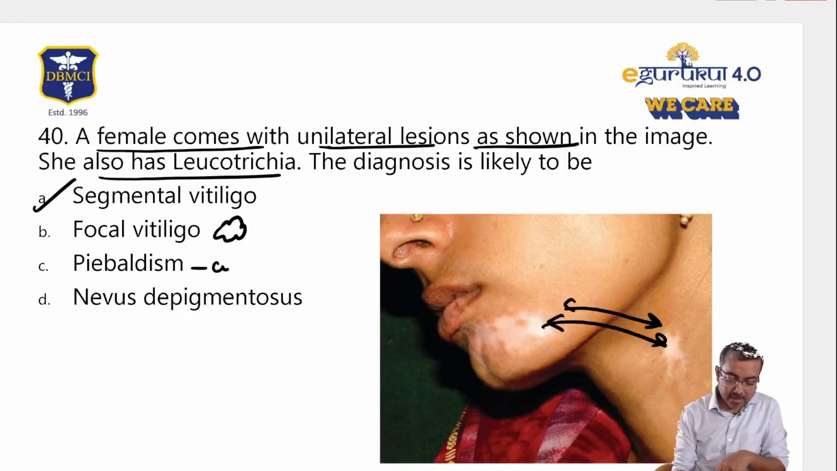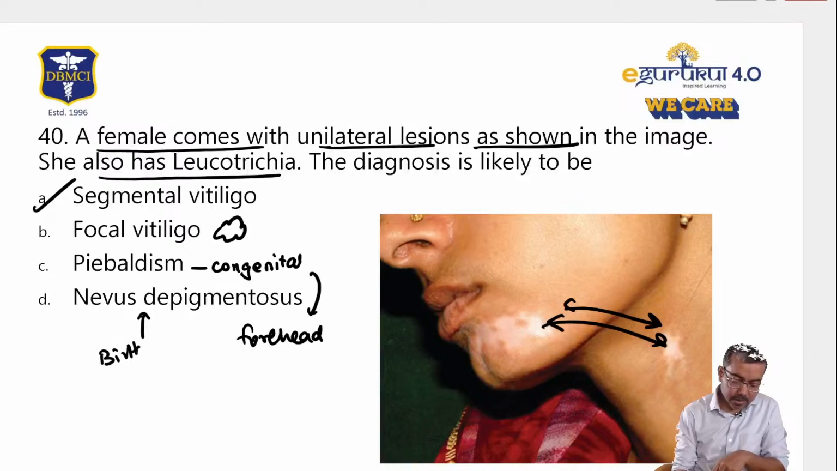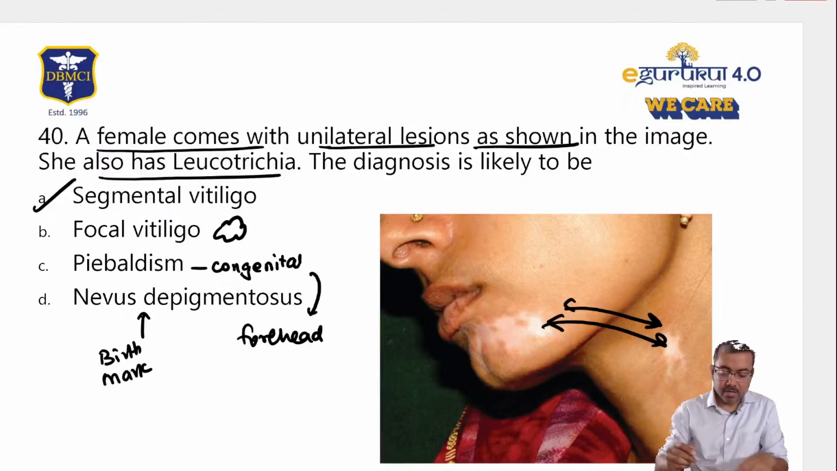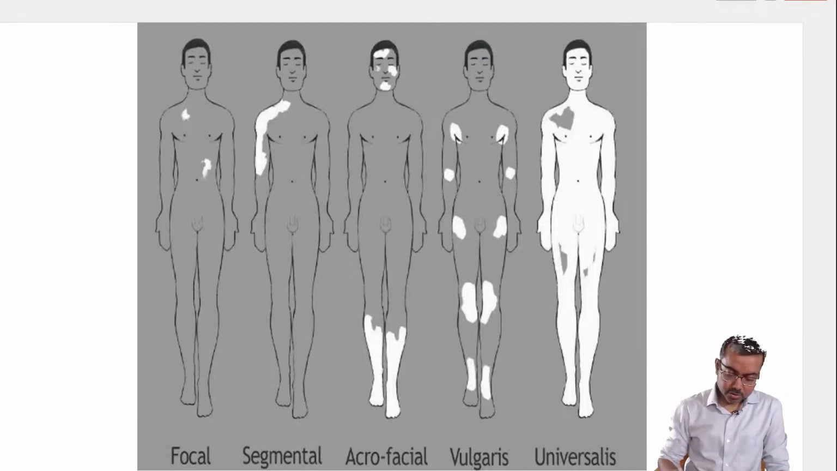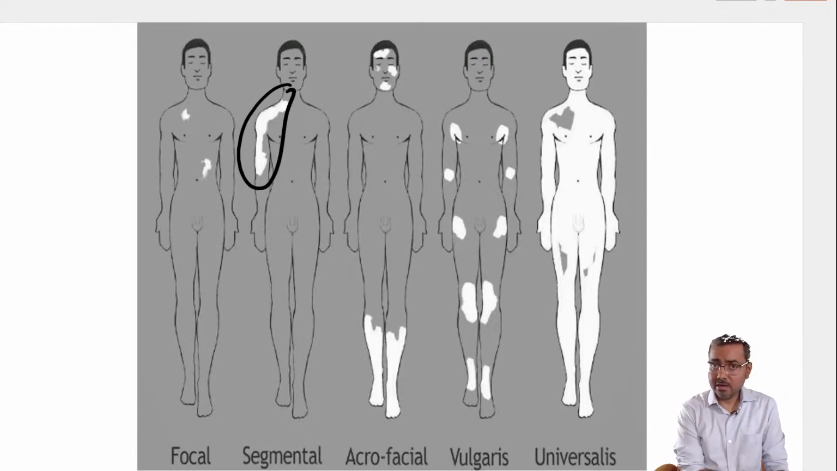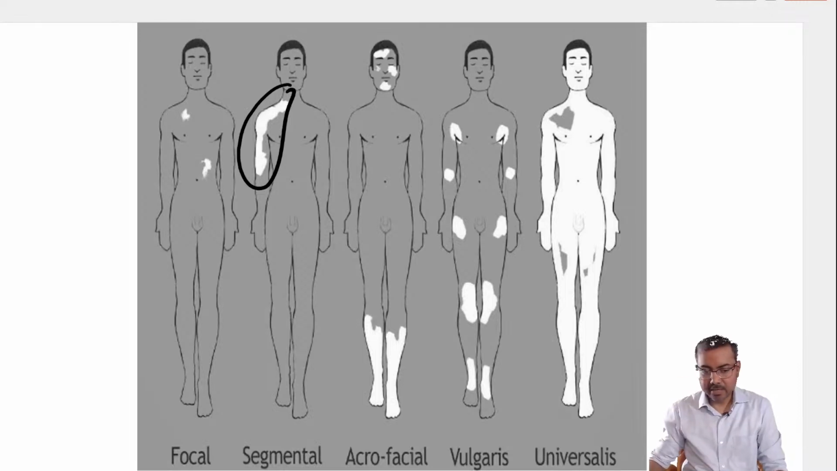Now piebaldism is not likely because it's going to be congenital, typically on the forehead. You don't have to know too much about it. Again, there's a birthmark, right? So here, and leukotrichia again would look like it is vitiligo. So we'll answer it as segmental. Okay, clear? Now this is just to show you the segmental. It's usually unilateral, one side, but focal cannot be connected like that. You cannot connect focal in a straight line, but you can connect segmental in a straight line.